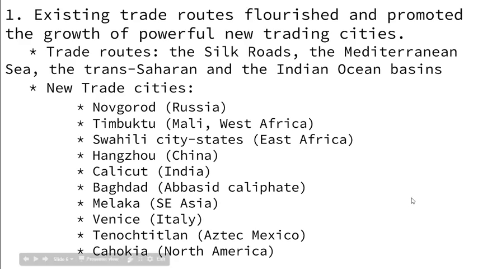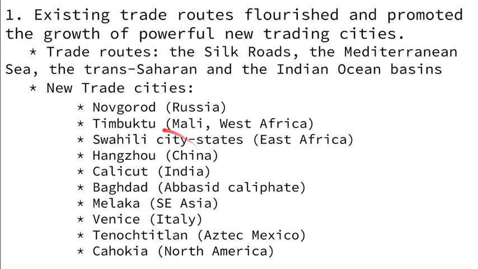So for example, in Northern Europe, where we have the Hanseatic League, we're going to see Novgorod, which is in Russia. In West Africa, along the Trans-Sahara, we're going to have Timbuktu. In the Indian Ocean, where we have the Swahili city-states of East Africa, those are going to form there. Calicut in India, Baghdad, right? These are all major cities, and they're all formed.